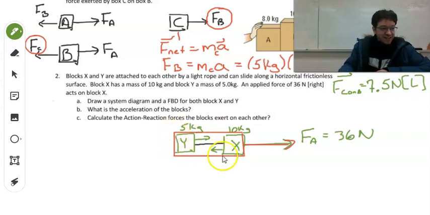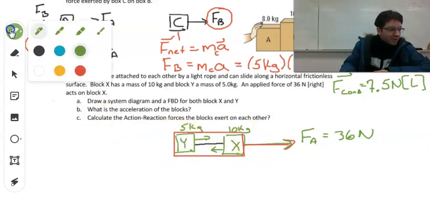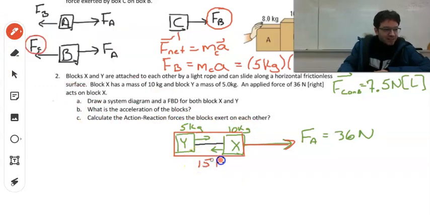So if we're just considering that whole, with the car analogy, the car and the person together, then we have two blocks with a total mass of 15 kilograms with an applied force of 36 newtons. So we can use that to figure out the acceleration. So F net equals mass times acceleration, where F net, in this case, it's frictionless, and so the only horizontal force acting on it is our applied force.